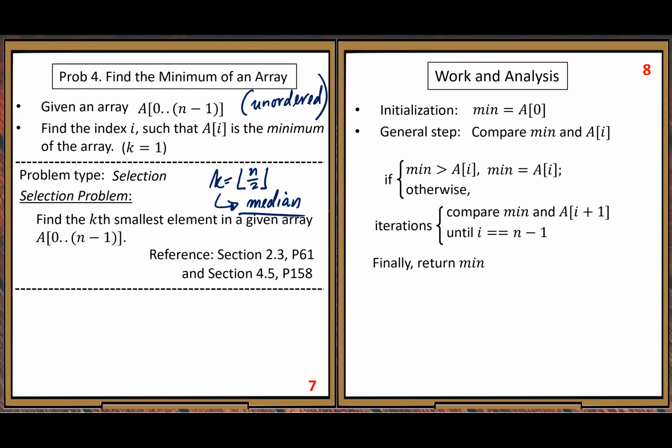But the next question: how many comparisons do we need to find the minimum? Given an array with n elements, how many comparisons? After you see the solution here, can you find the exact number of comparisons to find the minimum? It's a simple answer. Can any of you type that number? I want to see if it's correct.